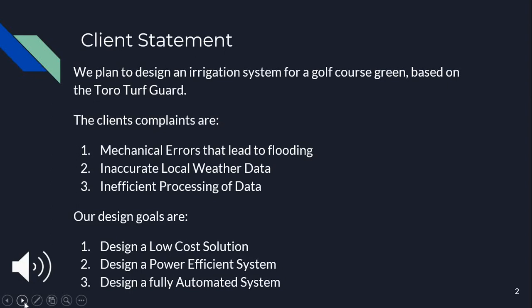We plan to design an irrigation system for a golf course green that's based on the already existing system, the Turo Turf Guard. The client's current complaints about this system are mechanical errors that lead to flooding, the inaccurate local weather data that leads to overwatering, and the insufficient processing of data. We hope to fix all of those issues, as well as design a low-cost solution, design a power-efficient system, and design a fully automated system for our client.